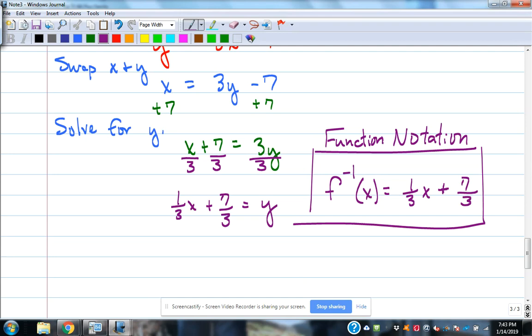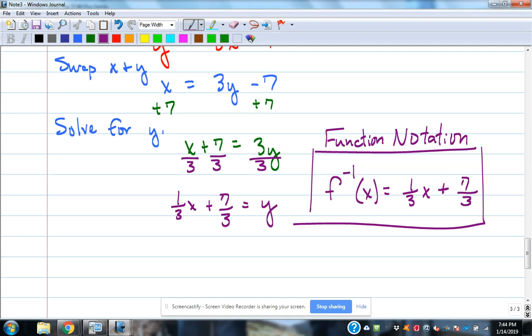Don't try to find shortcuts. They end up in the briar patch. Okay? So don't try to find shortcuts for finding the inverse. Literally do that step by step. Swap x and y, then get y by itself again. Okay? Don't try to find shortcuts.